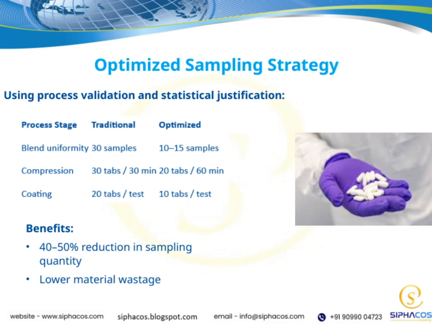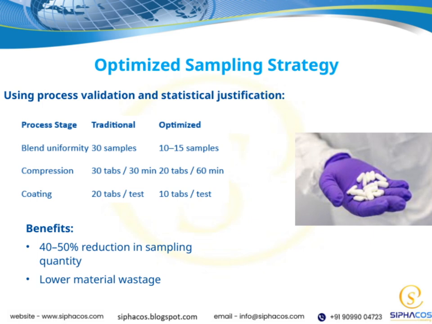First, we're seeing a 40 to 50% reduction in the sampling quantity. That means we're using much less material overall, which can lead to significant cost savings and more sustainable processes. At the same time, this approach helps lower material wastage, so we're not only saving resources, but also reducing waste management concerns.